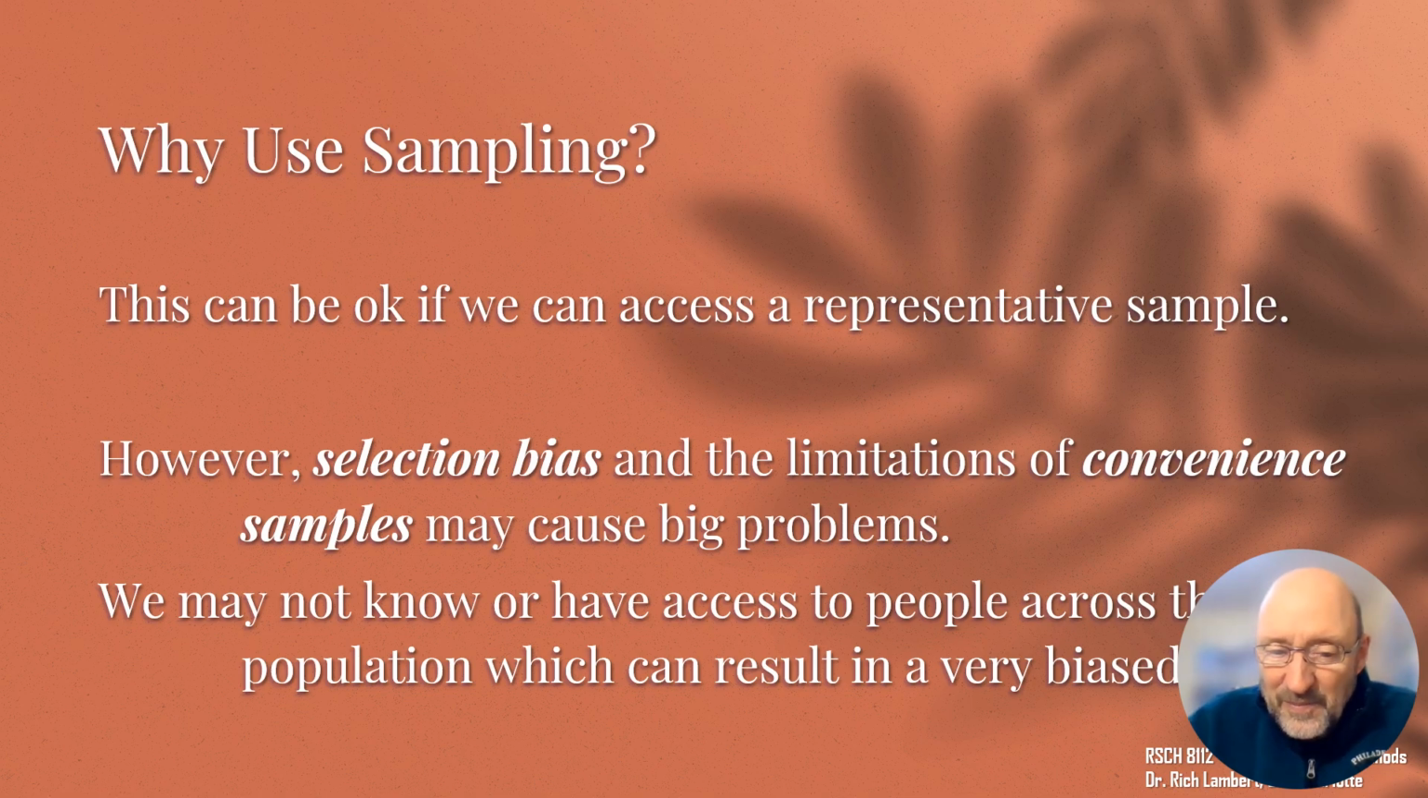However, selection bias and the limitations of convenience sampling can cause big problems. Selection bias is when the people you're selecting through the method you're choosing really don't represent the population. And convenience sampling is what we call it when you just access people that are convenient to access. So you may never know, if you're doing a study this way, whether you really have access to people that represent the population, and therefore this method can result in a very biased sample.